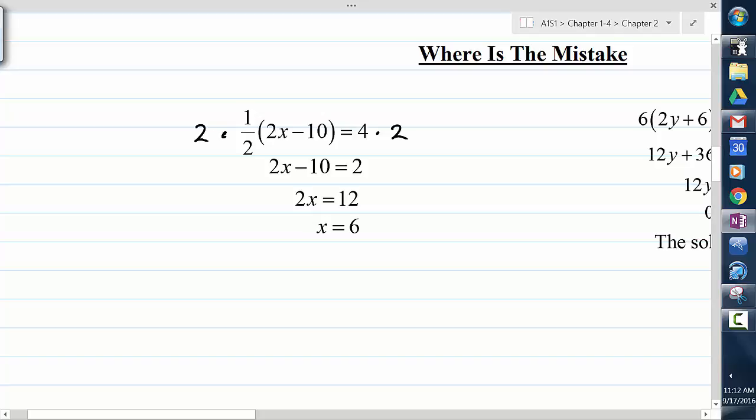If I multiply both sides by 2, this 1/2 cancels out with that 2. I'm left with 2x minus 10 on one side. Over here, 4 times 2 should be 8. If that's 8 and then I add 10, this should be 18. So then if I divide by 2, this should be 9.